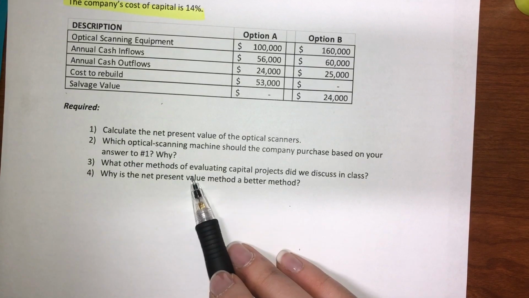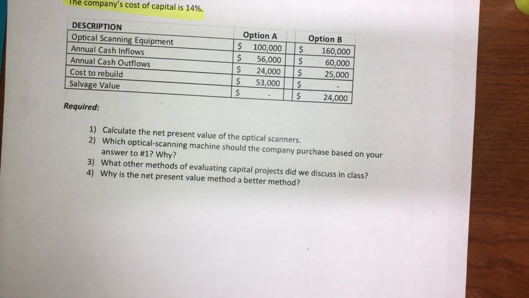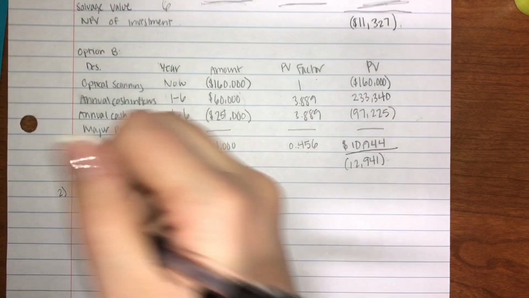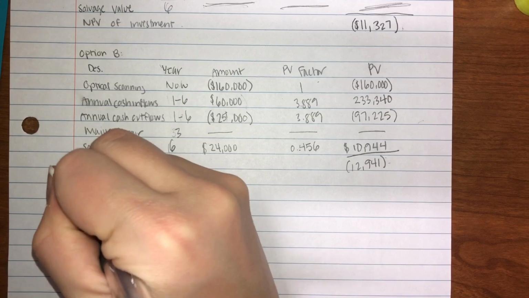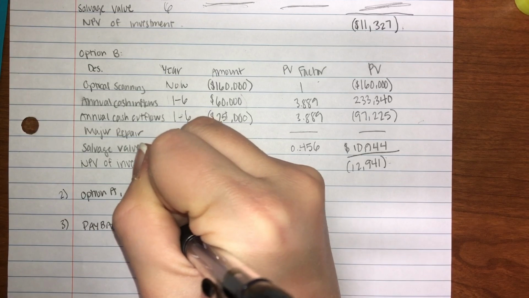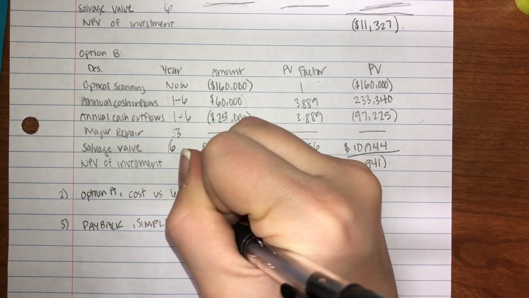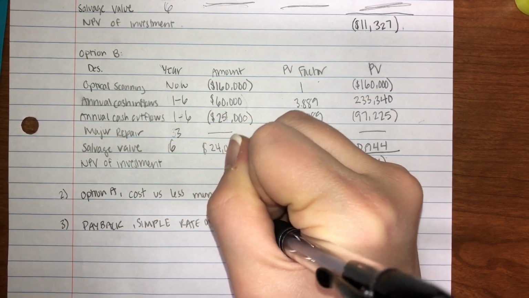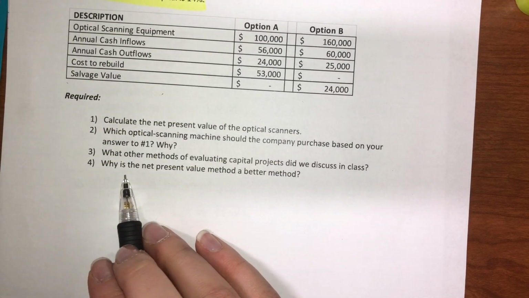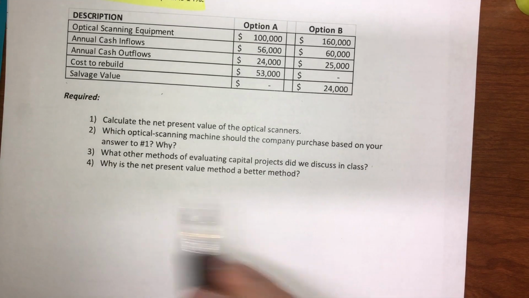So the next one, we want to go to what other methods of evaluating capital projects did we discuss in class? This is kind of something different. So we also talked about, I don't know if you guys remember this, but we've talked about payback and simple rate of return. And you'll see in this little practice exam, we just kind of want you to know that we discussed them. I don't think you really need to know too much about them. Okay, so then question number 4. Why is the net present value a better method than these two above methods?